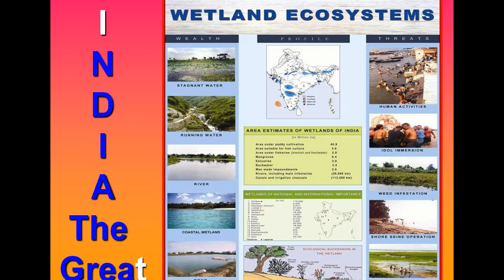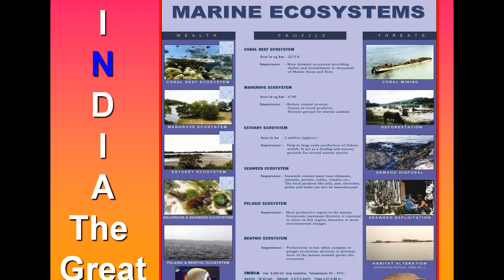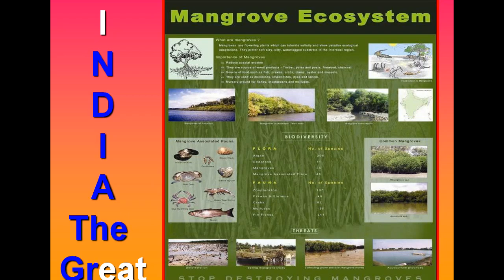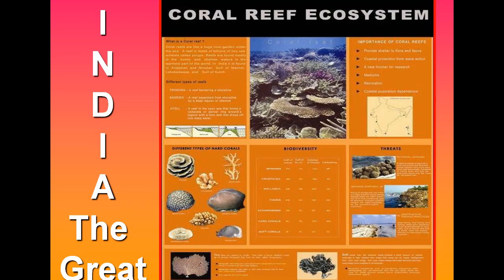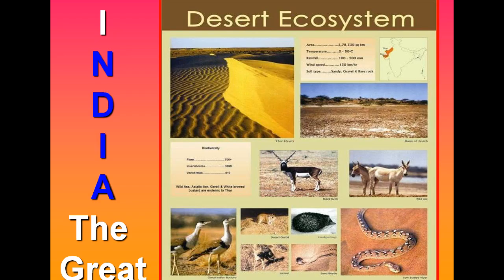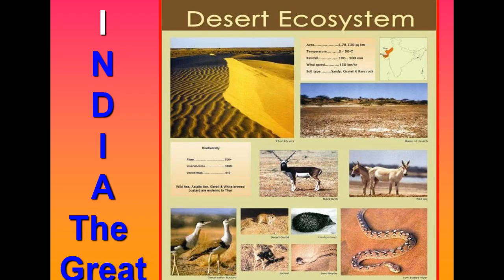In wetland ecosystem, stagnant water, running water, rivers, coastlands, mudflats. In marine ecosystem, we have coral reefs, mangroves, estuary, seashore, pelagic, benthic, different types of ecosystem. This is one mangrove ecosystem, coral reef ecosystem. In that again atolls, reefs, different types are there. Desert ecosystem, we have in India the Thar desert.